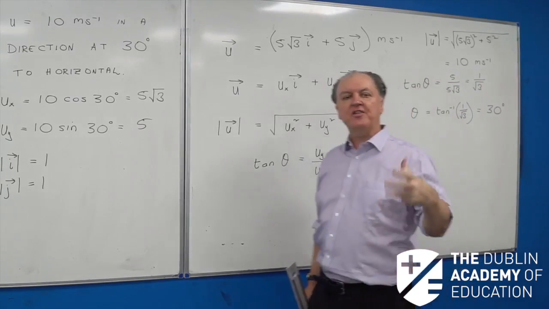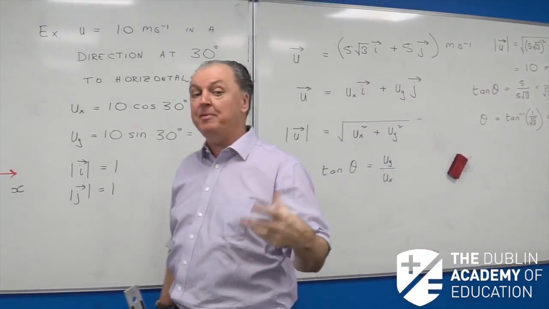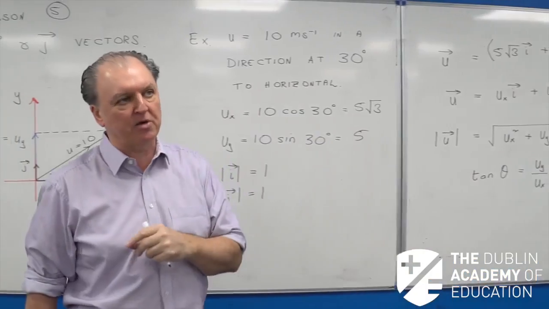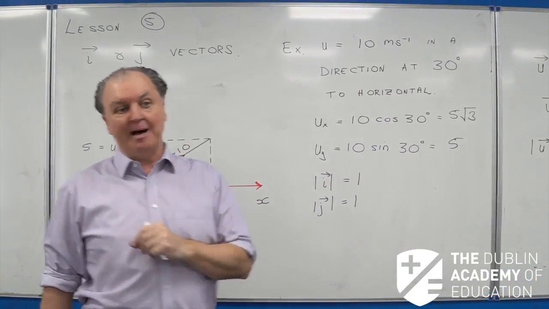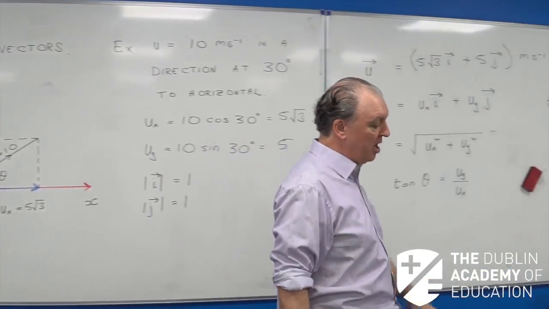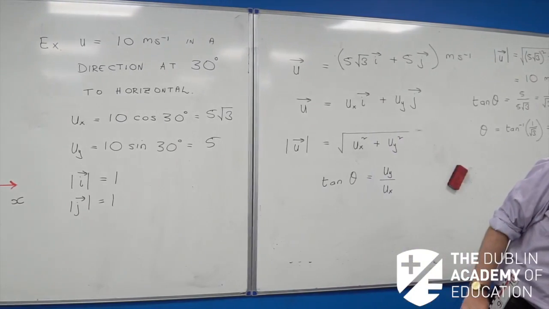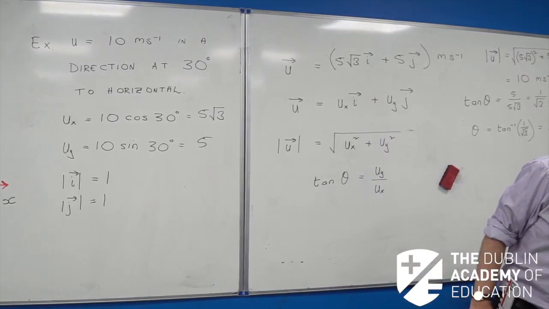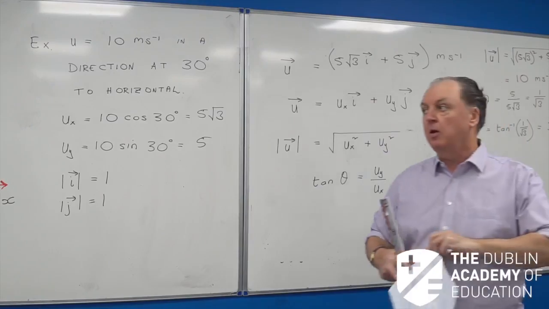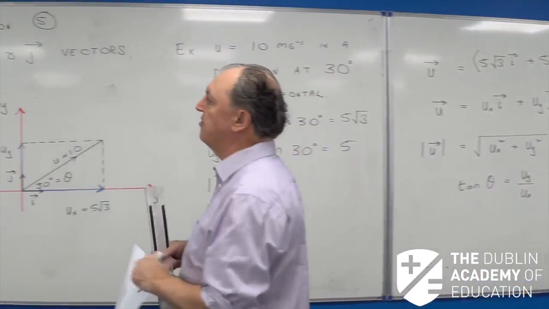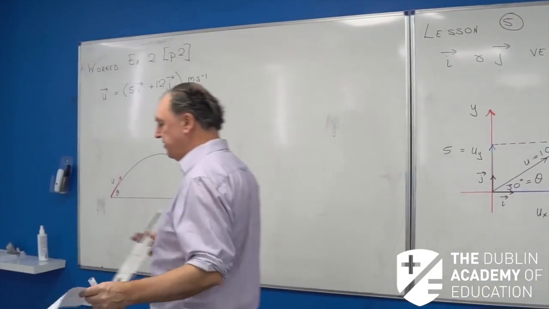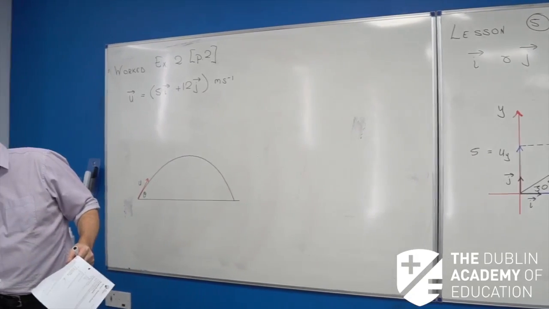So that's what i and j vectors are all about, and we'll be using them quite a lot in the Applied Maths course. Now let me do an example. So you're in your notes on page 2, and I'm going to look at worked example number 2. So I'm going to go over to this board here and do the example.